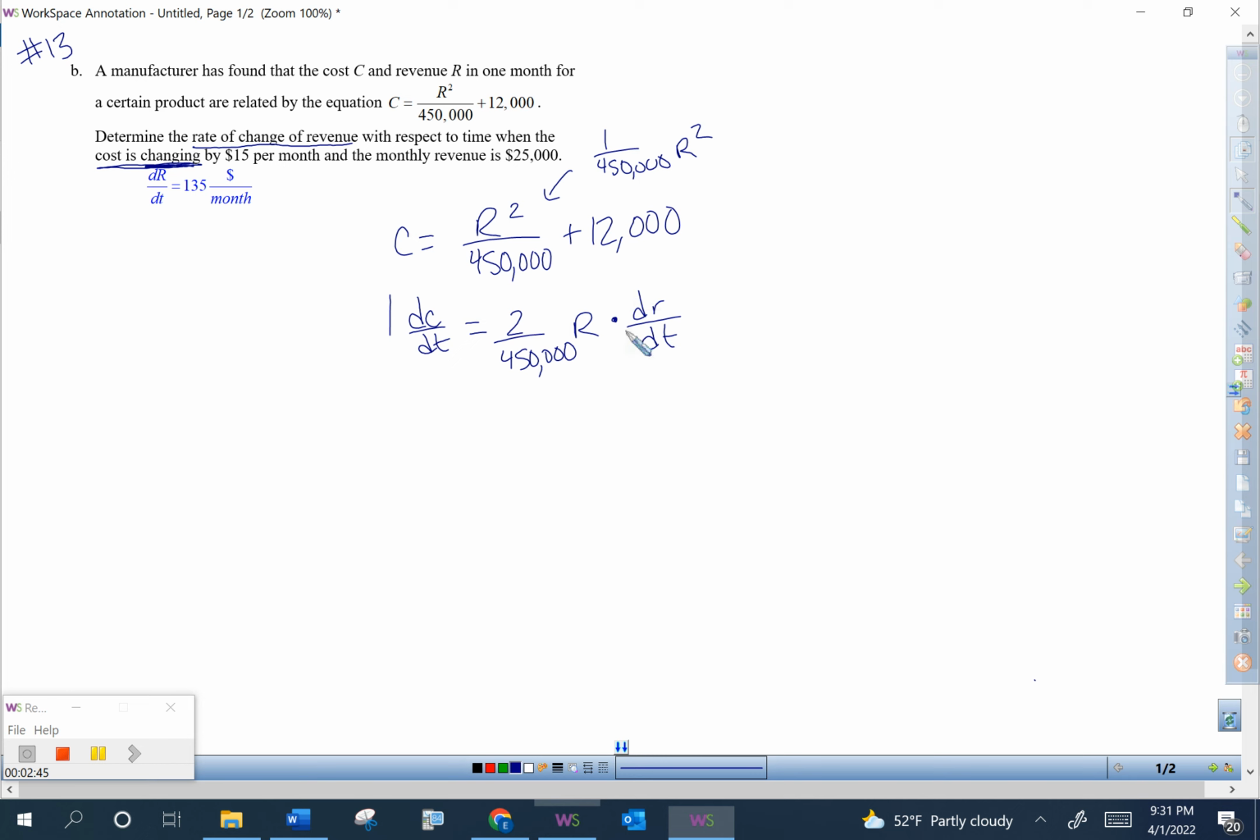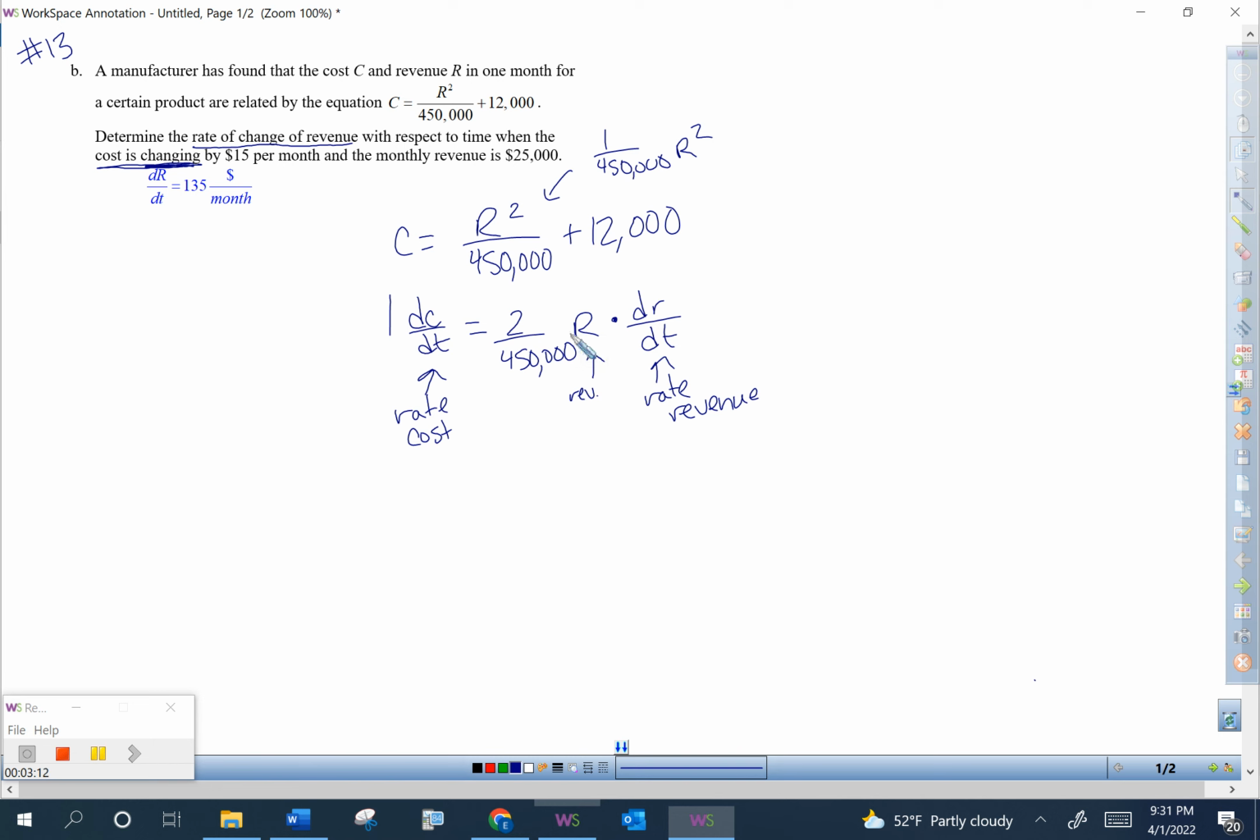So now we have to understand what all these pieces mean in here. I'm going to focus on the rate part, and that's our derivative notation here. This dC/dt is the rate for the C variable, which was cost, and this is our rate for the R variable, which was our revenue. And this R was the revenue itself.